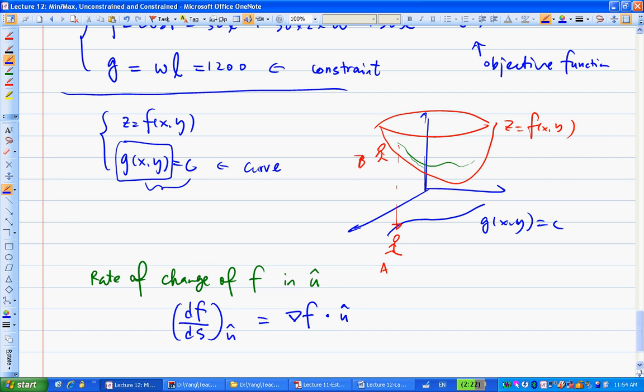Now come back to this question here. What does u hat mean? U hat represents the direction of walking. So where are you walking? You're walking along this curve. If right now you're here, what will be the direction of walking? It will be here. What is the relationship between this u hat and this curve g? Tangent. So this u hat must be tangent to this g here.